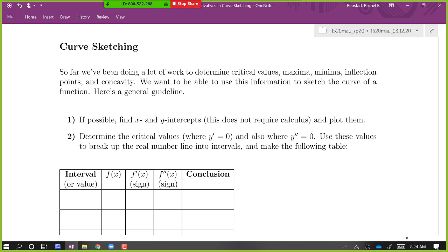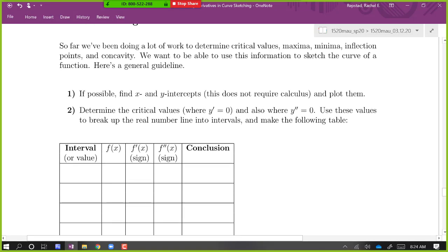And on this page, I'm just describing how we organize the information that we find, or at least how I like to organize it, because it helps me make a better sketch. So when I'm doing a curve sketch, the first thing I do is try to find any x or y intercepts. That doesn't require calculus. If I set x equal to 0, I get the y-intercept. If I can find where the function itself is equal to 0, I get the x-intercepts. I do that because it gives me some points to anchor the graph. Any fixed points I have serve as anchors for the graph.